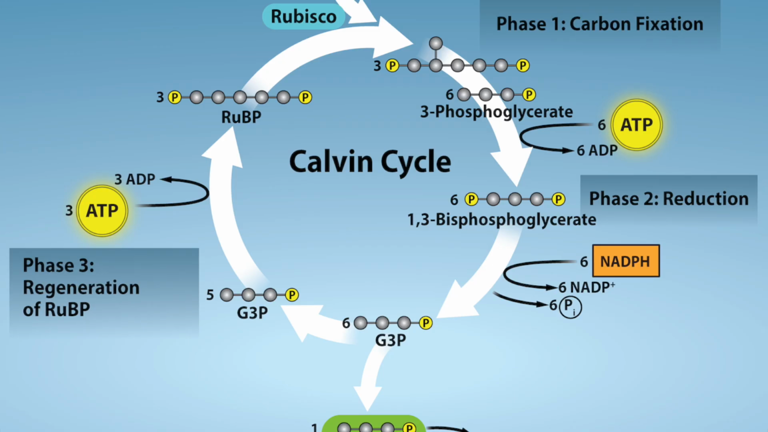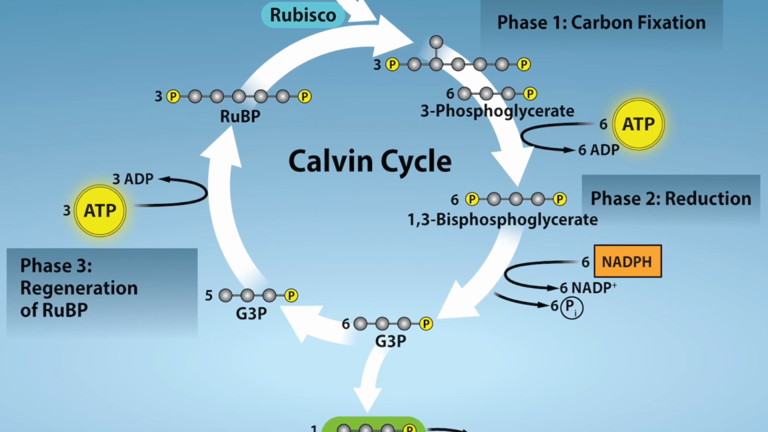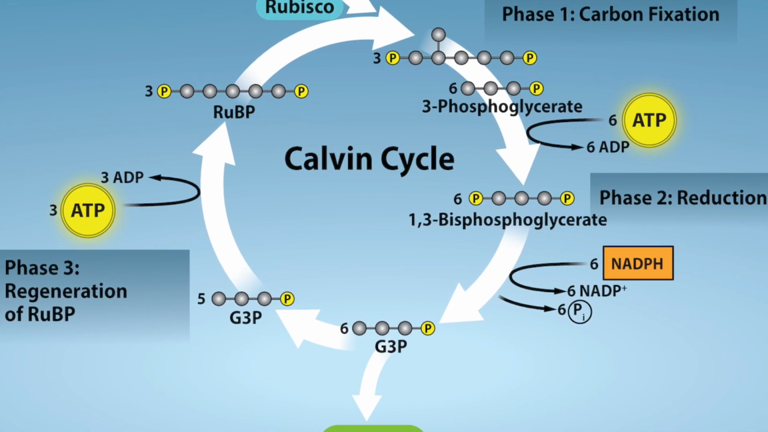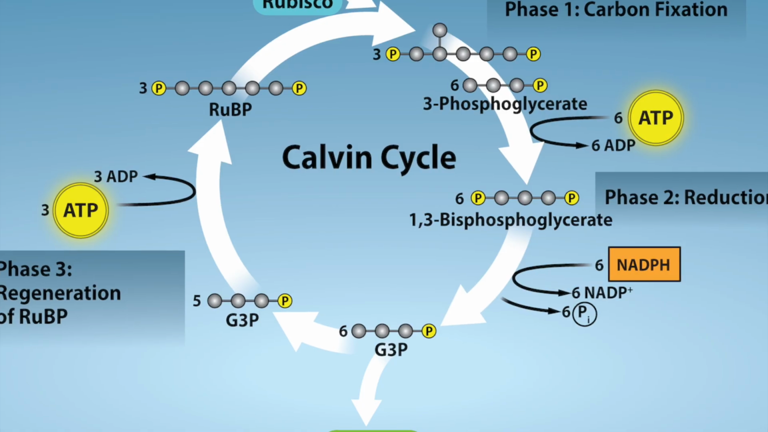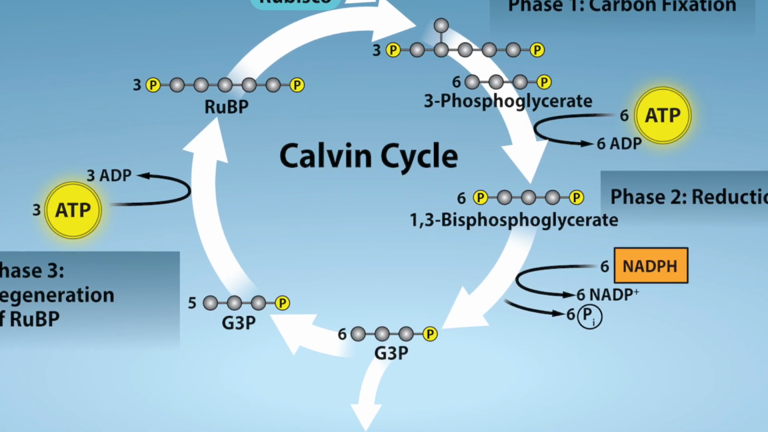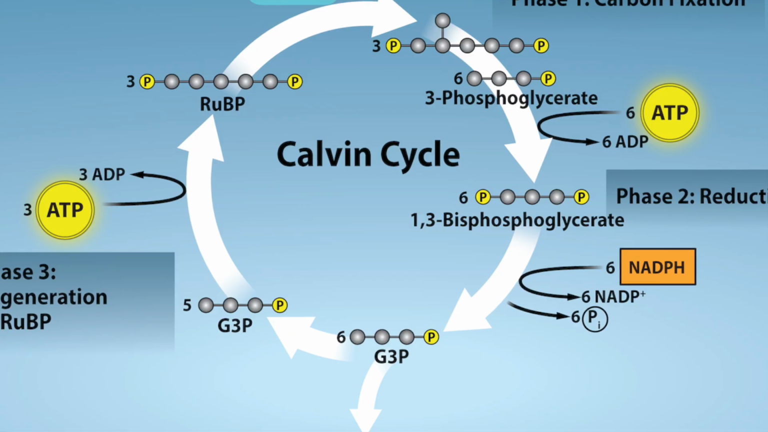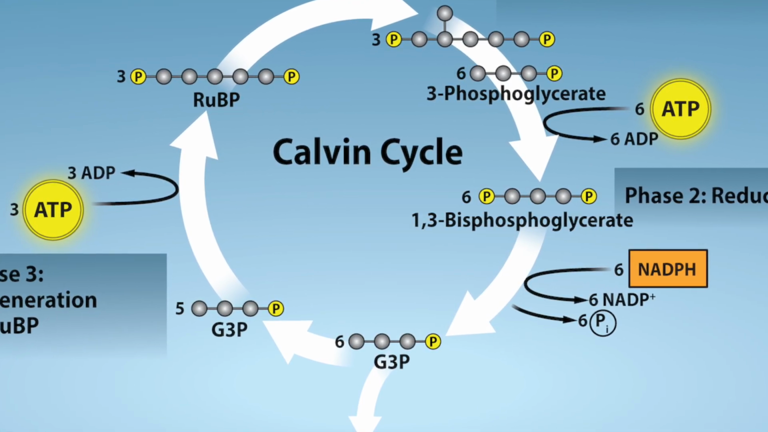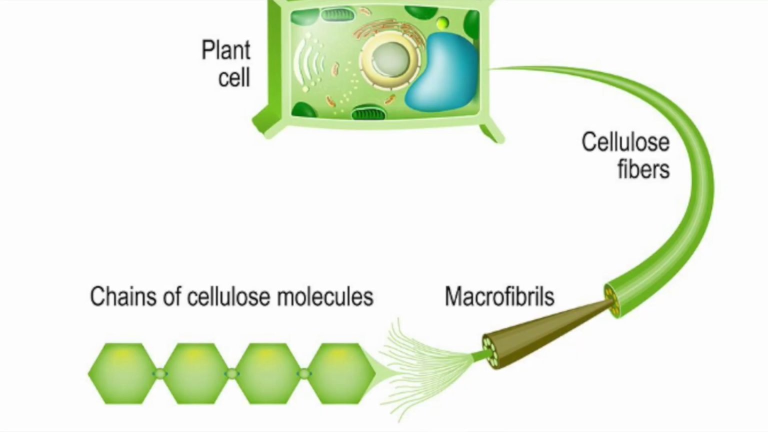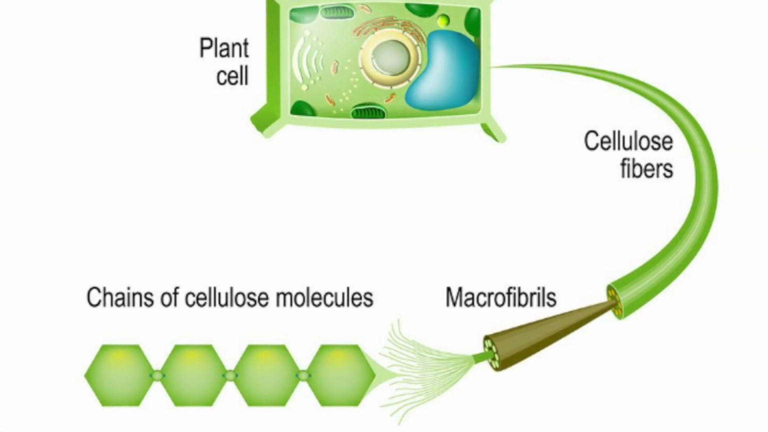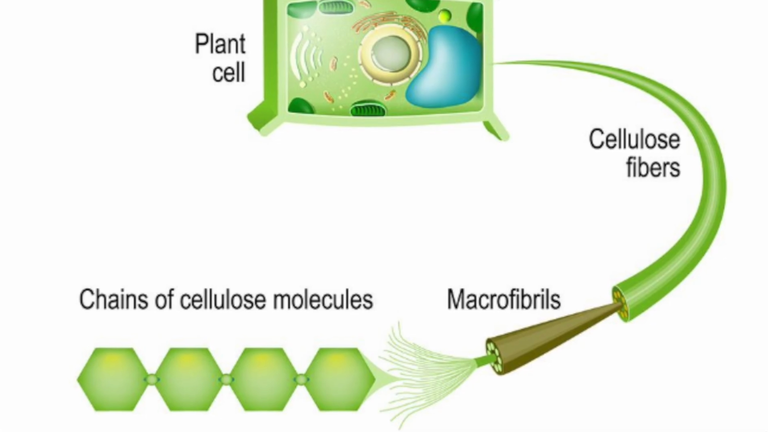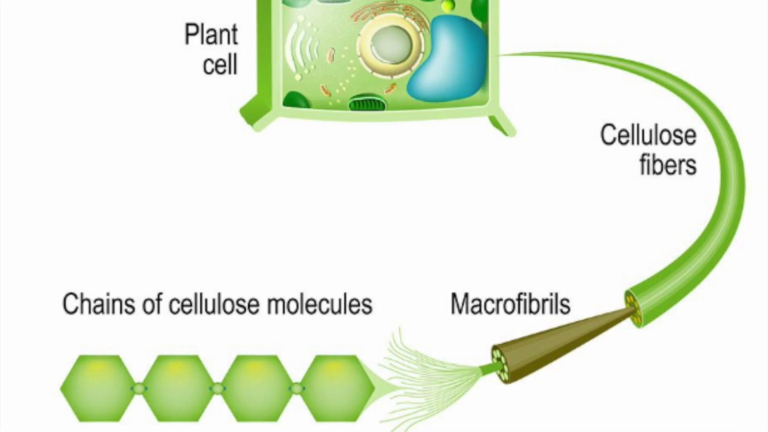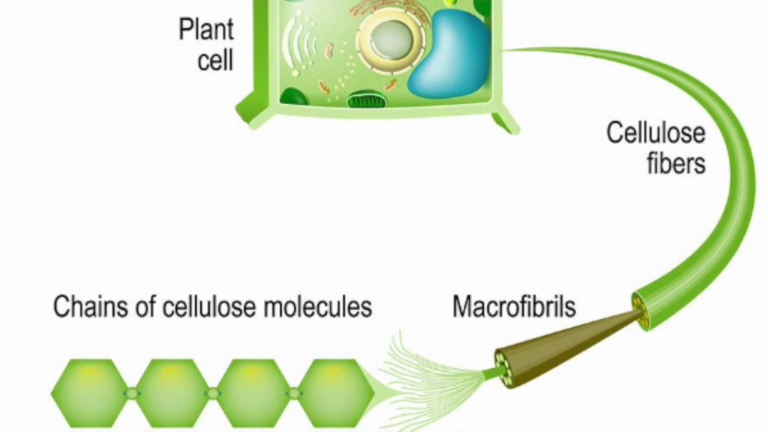Next comes the Calvin cycle, also known as the light independent reactions, which happen in the chloroplast stroma. This is where the plant takes carbon dioxide from the air and uses the ATP and NADPH to turn it into glucose, a type of sugar. That glucose is kind of a big deal. It's used for energy, stored as starch, or turned into building material like cellulose for making cell walls.